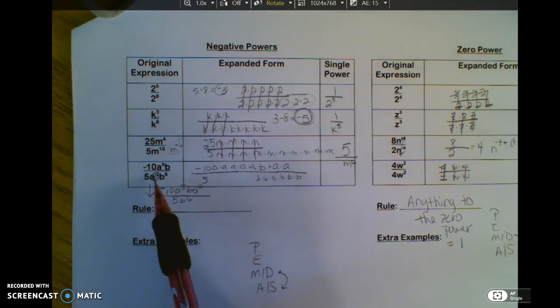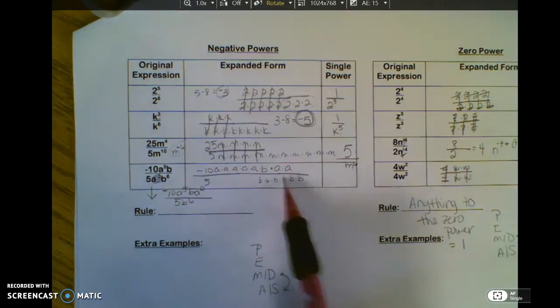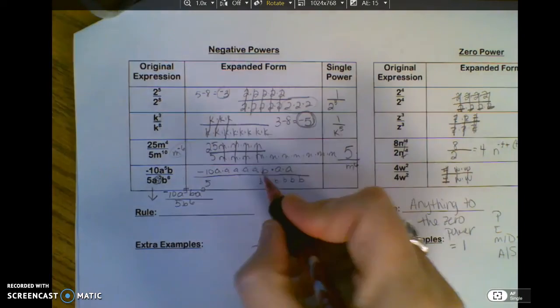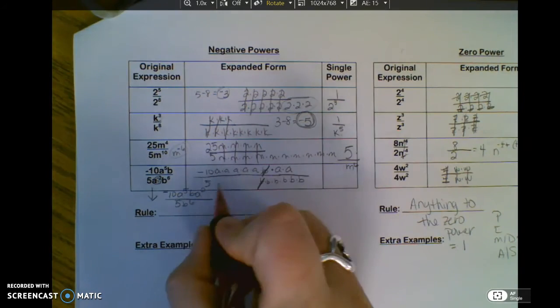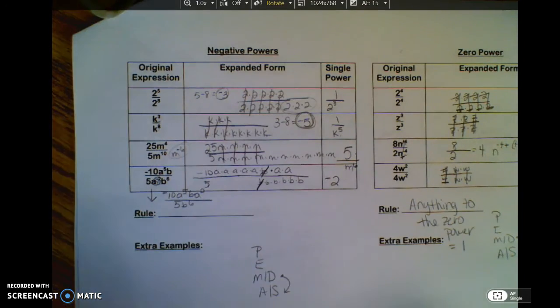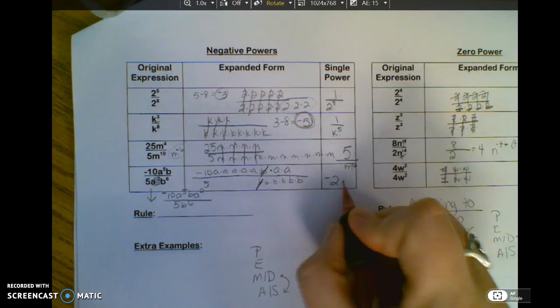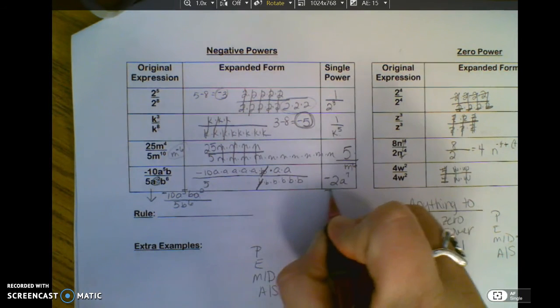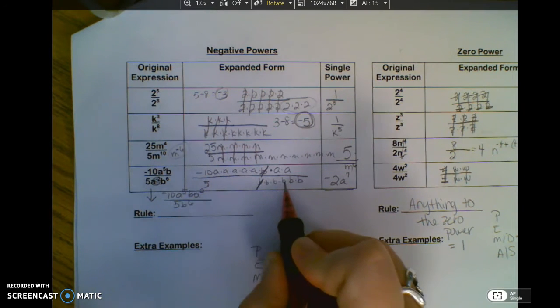Again, when I see a negative exponent, it is not happy where it is, move it. Denominator moves to the numerator, so there it is, and I put them up here. The b's, there is 1 b, there is 1 b. Negative 10 divided by 5 is negative 2 in the numerator. A's, 1, 2, 3, 4, 5, 6, 7. I have 7 a's, they're in the numerator. Notice the b's are in the denominator, 1, 2, 3, 4, 5.